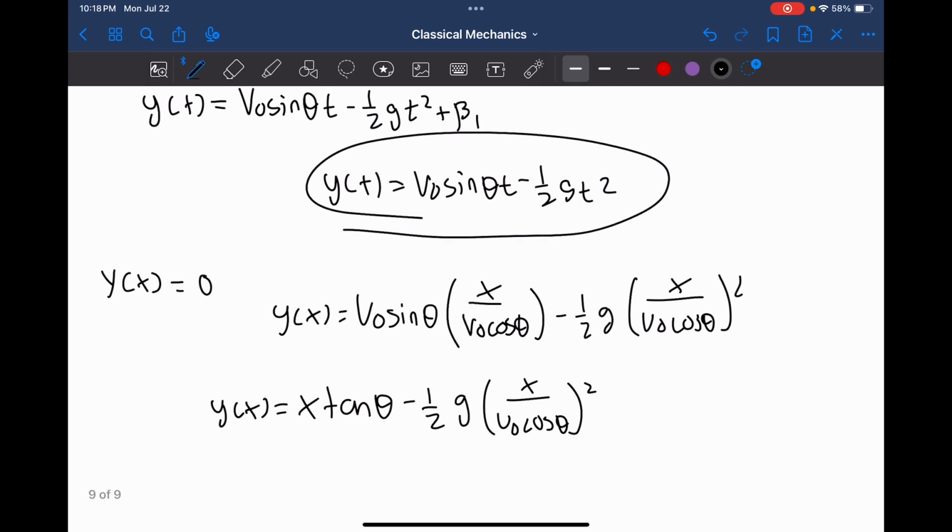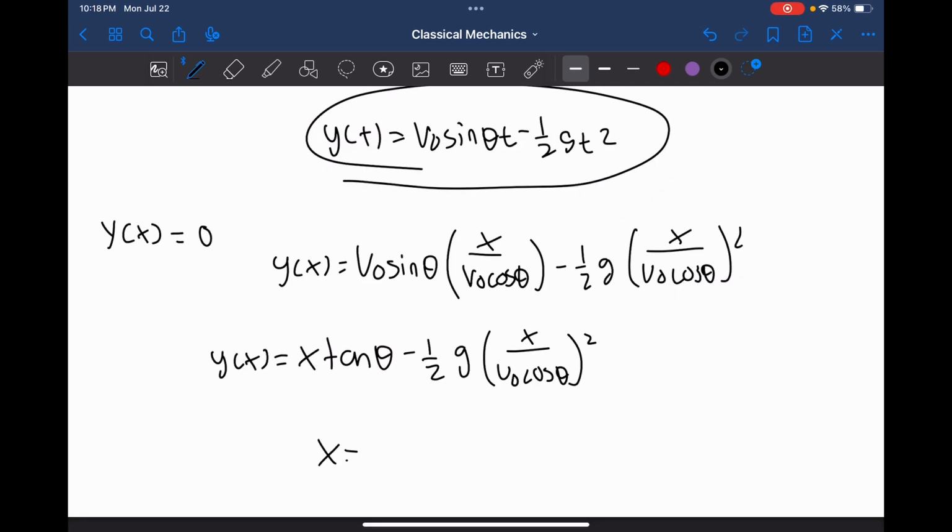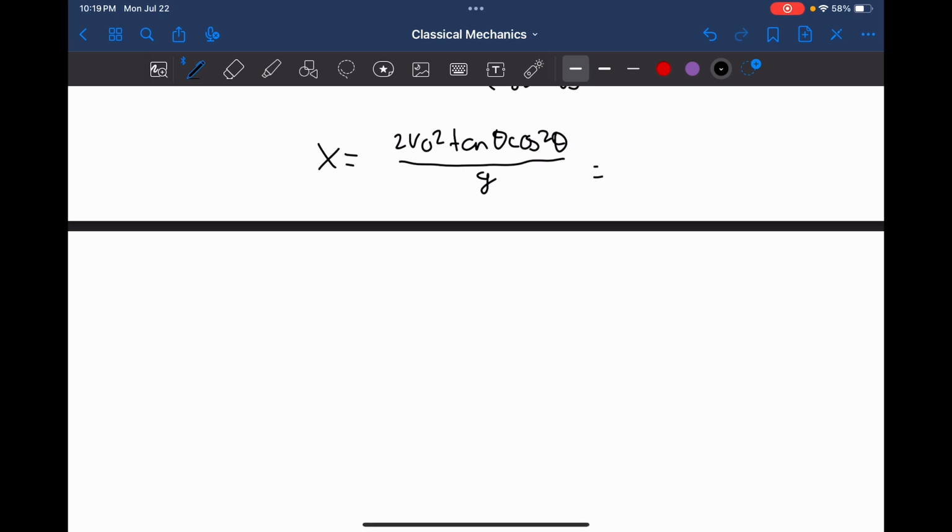All right, we can set this equal to 0 and solve for the x that makes this true. We can do some rearranging, and we find that x is equal to 2 v naught squared tangent of theta cosine squared theta divided by g. All I've done was add the 1/2 g x over v naught cosine of theta, squared, to the left-hand side. I divided both sides by x and rearranged for the x that was left over. Using our trig identities, this becomes v naught squared sine of 2 theta divided by g.